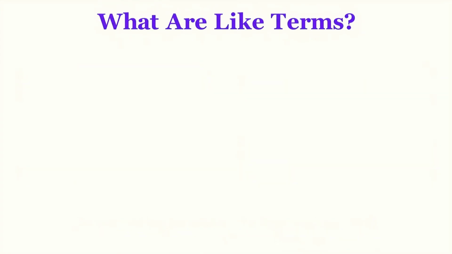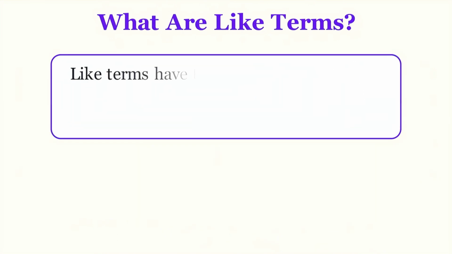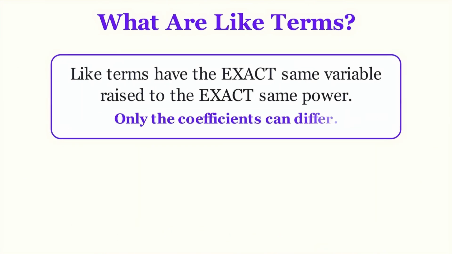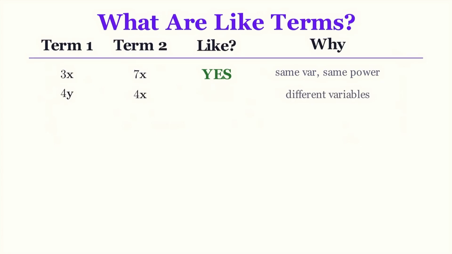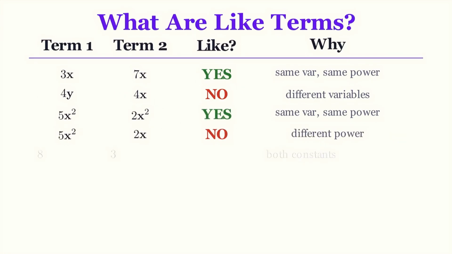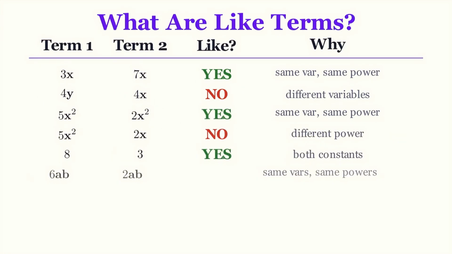Now the main event, like terms. Like terms have the exact same variable raised to the exact same power. Only the number in front can be different. 3x and 7x, like terms. Same x4y and 4x? Nope. Different letters. 5x squared and 2x. Nope. Same letter, different powers.